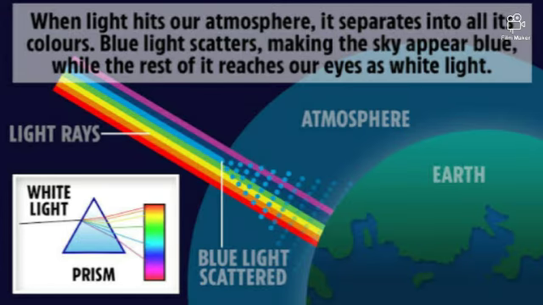And what causes the blue color of the sky? When the light hits our atmosphere, it separates into all its colors. The blue light gets scattered maximum, and this makes our sky appear blue, while the rest of it reaches our eyes as white light. So as we can see in the picture, the blue light scatters most and the sky appears to be blue to us.